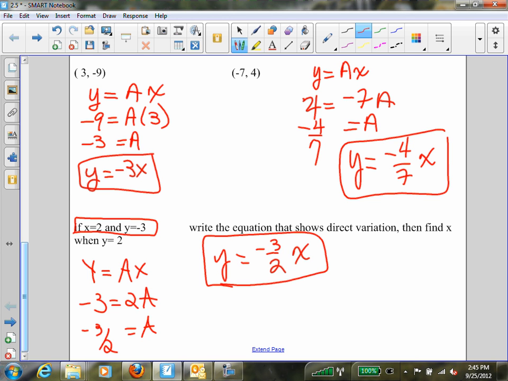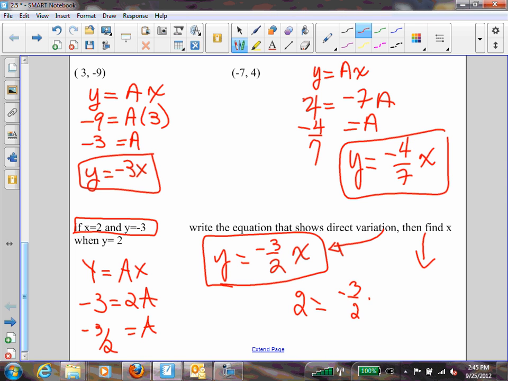What am I going to do for the next step? Plug in 2 for y. So we wrote the equation that shows a direct variation. That's this. Now we need to do this. Find x when y is 2. So find x when y is 2 means using this equation, 2 is equal to negative 3 halves x.